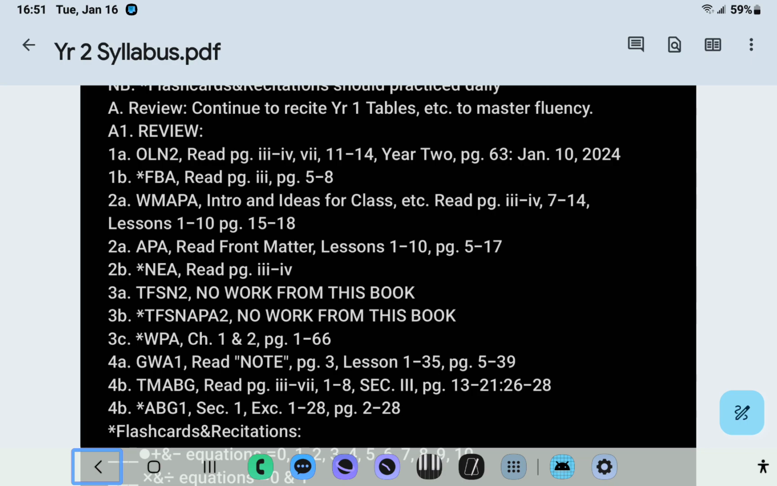But I'm going to do the readings, and I'm going to have my reading tool do the reading because I can't read on my own. So we're going to find the WMAPA, and we're just going to read pages 15 to 18. I don't know how the pages are going to turn up here.